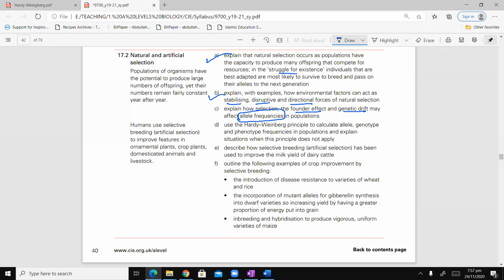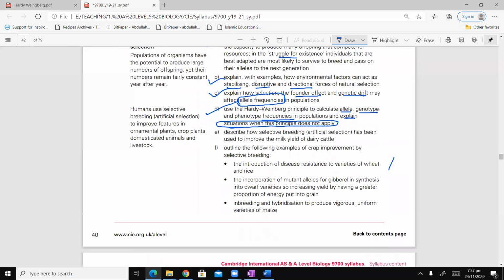When we are talking about natural selection, at the end of the day, what we're talking about is change in the allele frequency. So we talked about this genetic drift and the founder's effect also. And then this is what we talked about today: use Hardy-Weinberg principle to calculate allele, genotype, and phenotype frequencies in a population, and explain situations when this principle does not apply. All of the points that we saw. Again, I want you to trust me for this topic till tomorrow, inshallah, when we do the past papers.